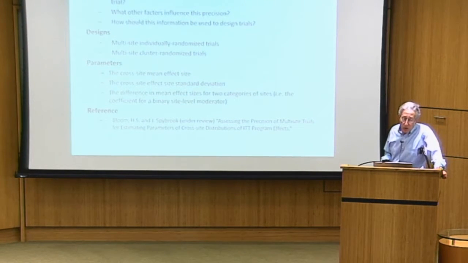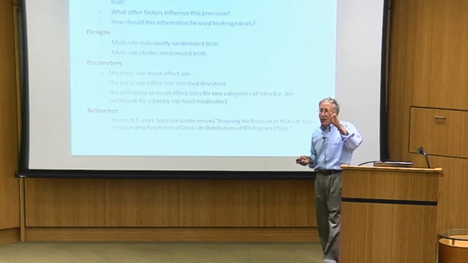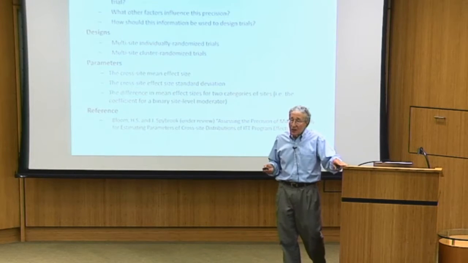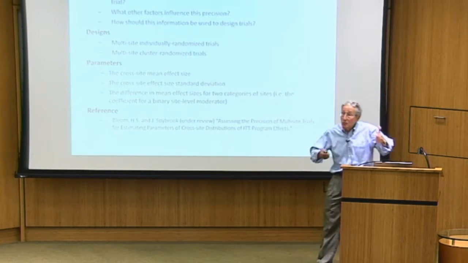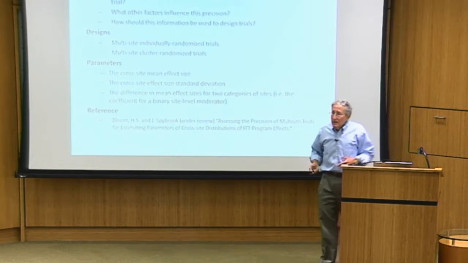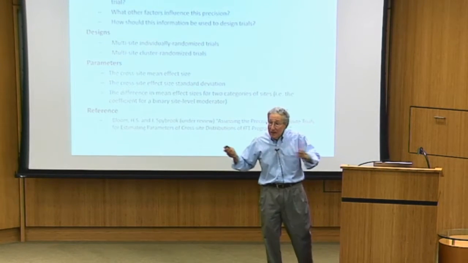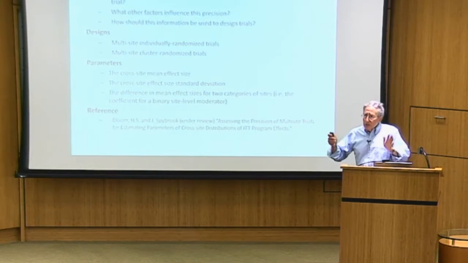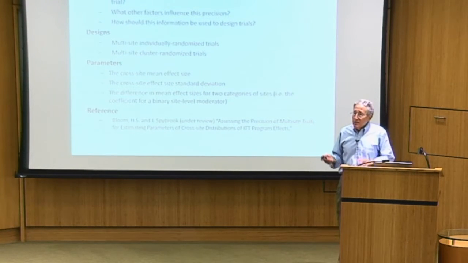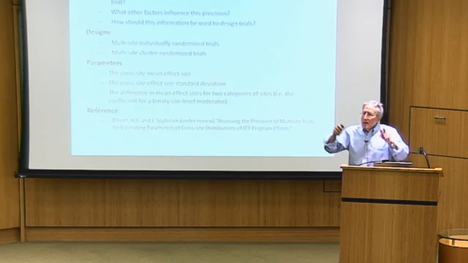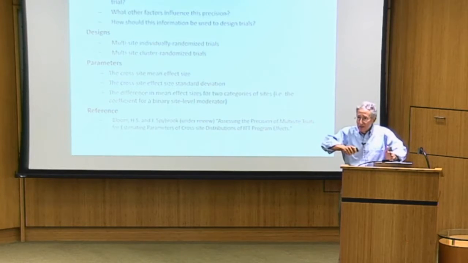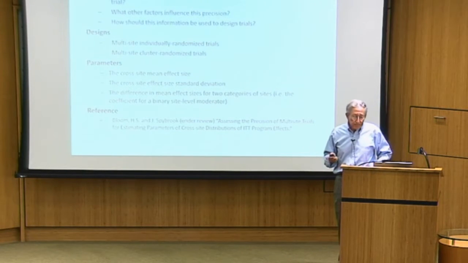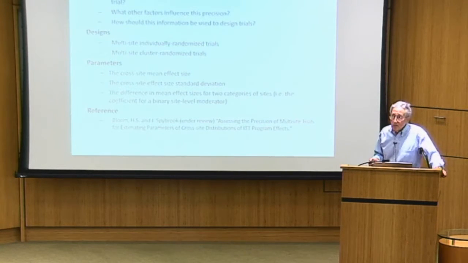All right. So what we're going to look at is precision for estimating three different parameters of a cross-site impact distribution. One, precision for estimating the grand mean, the mean of the site means. Two, the precision for estimating the cross-site standard deviation of impacts. And three, the precision for estimating the simplest possible site-level moderator effect, which is the difference of mean impacts between two categories of sites, subgroups of sites. Okay, that's what we're going to talk about. Obviously, we'd like to take it even further, but you've got to start somewhere, and even that part is not as fully understood as it ought to be.